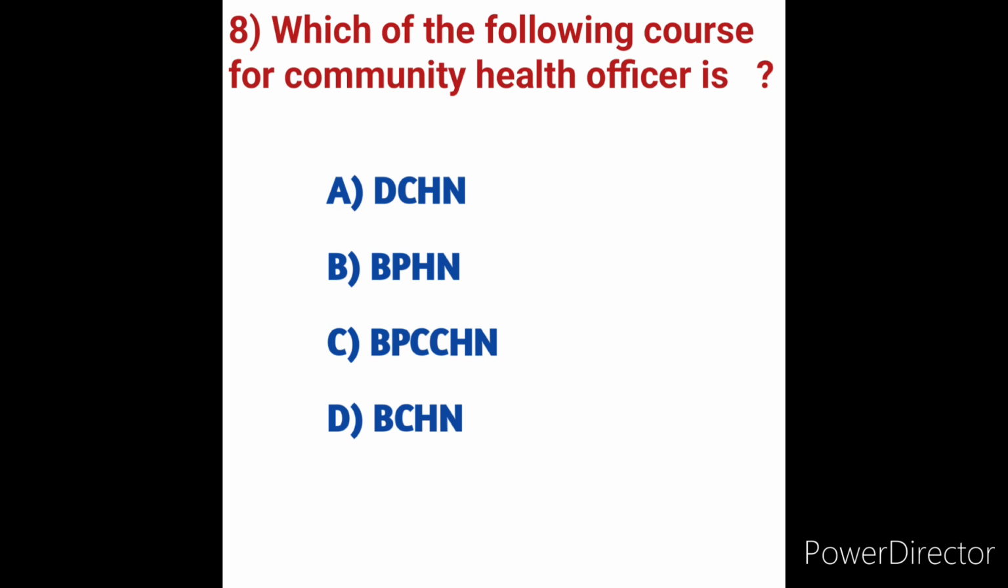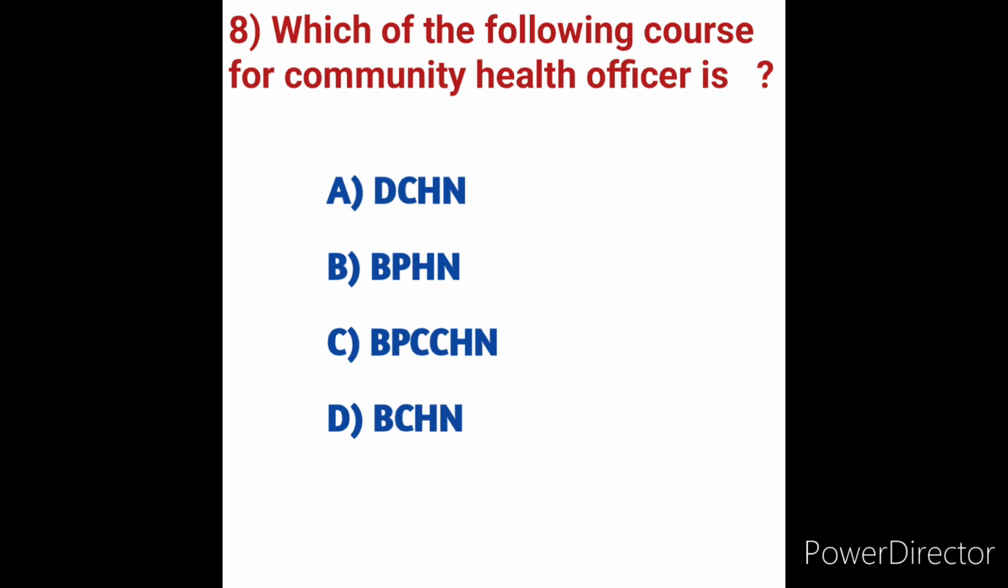Here DCHN, option A, what is DCHN? DCHN means diploma in computer hardware and networking. So here option A is not related to community health nursing. Next option B, BPHN. BPHN means Bachelor of Public Health Nursing. This is related to nursing, not health officer.